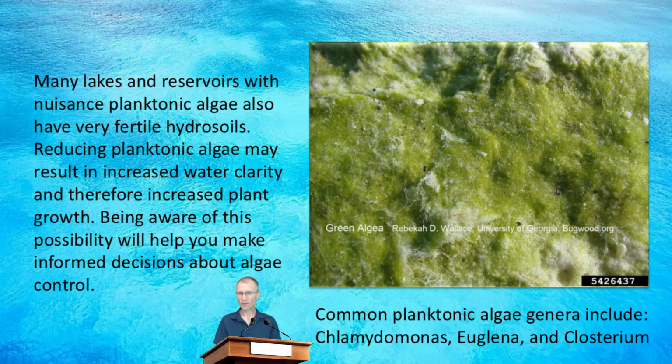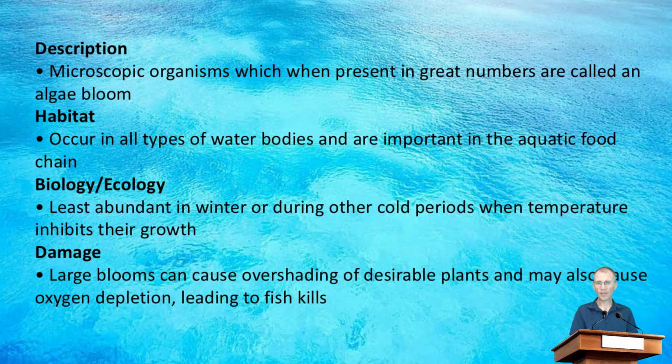Many lakes and reservoirs with nuisance planktonic algae also have very fertile hydrosoils. Reducing planktonic algae may result in increased water clarity and therefore increased plant growth. Being aware of this possibility will help you make informed decisions about algae control. Common planktonic algae genera include Chlamydomonas, Euglena, and Clostridium.